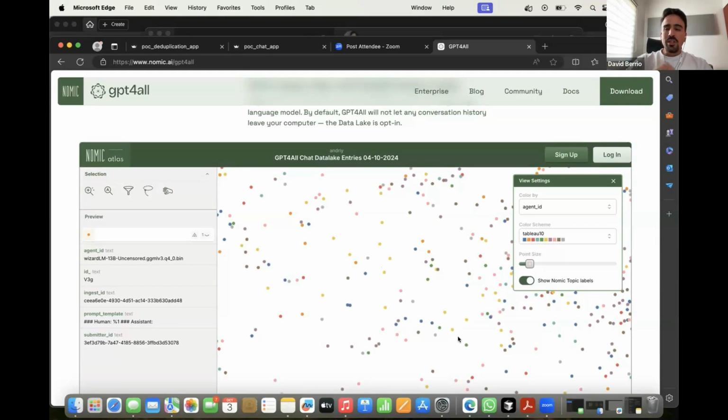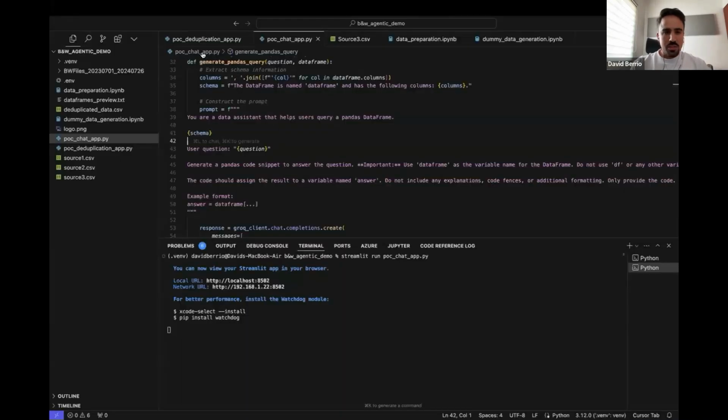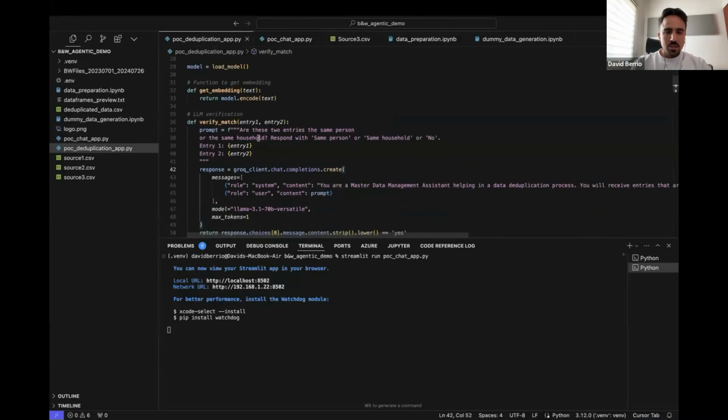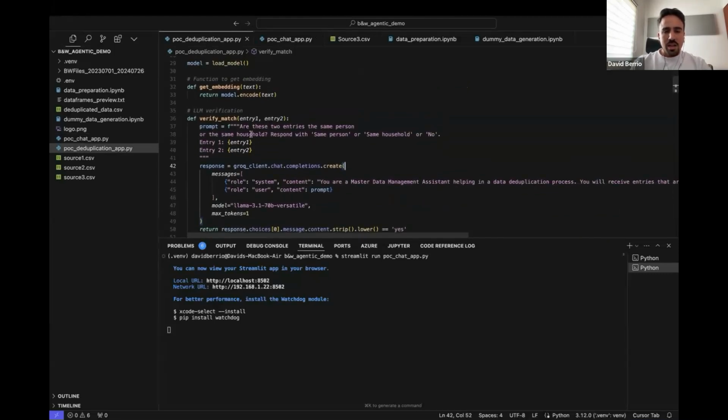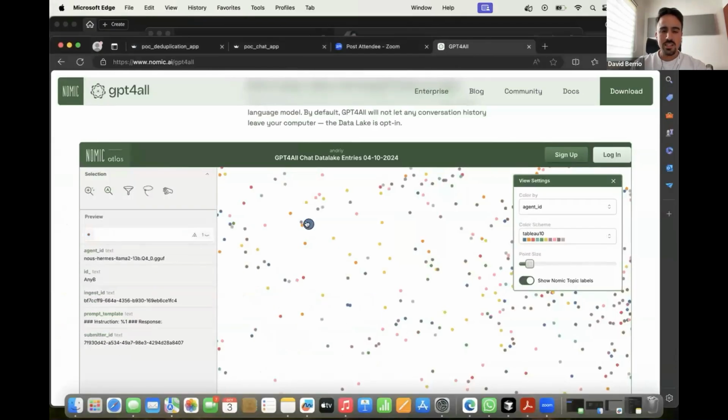we will send them to an LLM, in this case a model similar to ChatGPT, which is more familiar for most people. And we will ask a question. I'm actually going to show it here very fast. So this is the prompt that we are sending to this specific model. We are going to send them 2 by 2. We want to analyze 2 by 2. So we are saying, are these 2 entries the same person or the same household? Respond with same person or same household or no. So we're going to classify using this predefined prompt whether each pair of points is actually the same data entry, the same household, or nothing at all, just a false positive that we got from our similarity search approach here.